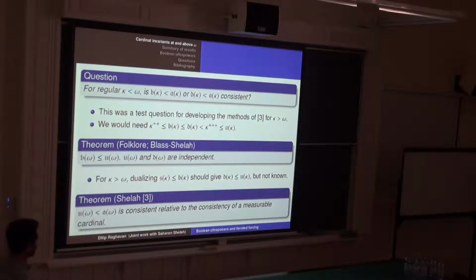Now, if you dualized this, you would expect D kappa to be less equal U kappa. But we don't actually know how to prove that. As far as I know, that's still an open problem: whether it is provable in ZFC that for uncountable regular kappa, D kappa is less equal U kappa. But for omega, they're independent, just like S and B are independent.